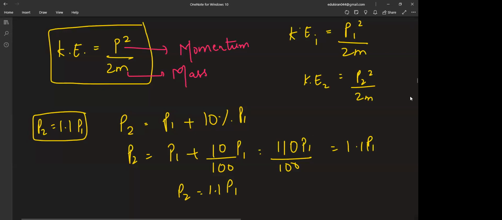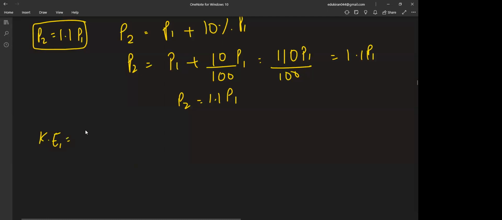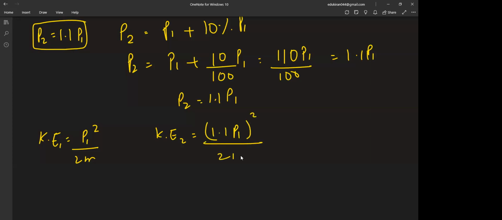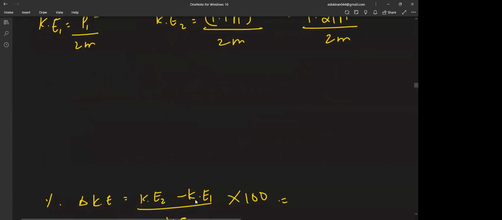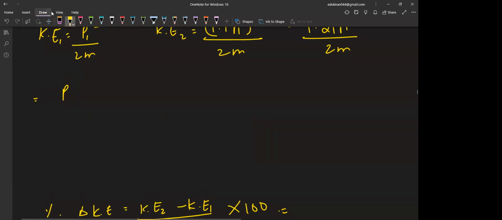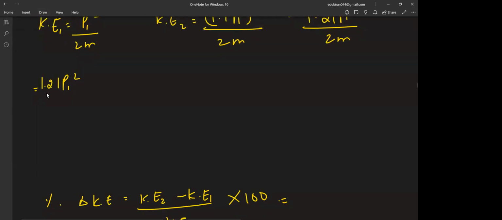Okay. Now kinetic energy 1 is what? Kinetic energy 1 is P1 square divided by 2m. What is kinetic energy 2? That is P2 square. So 1.1 P1 square divided by 2m. Yes, 1.1 P1 square, this becomes 1.21 P1 square divided by 2m. Now, what is the formula? I have told you K2 minus K1. What is K2 now? 1.21 P1 square by 2m. Yes, K2 minus what is K1? P1 square by 2m.